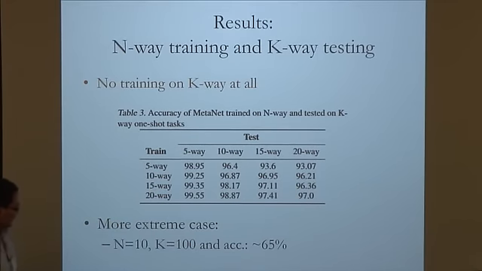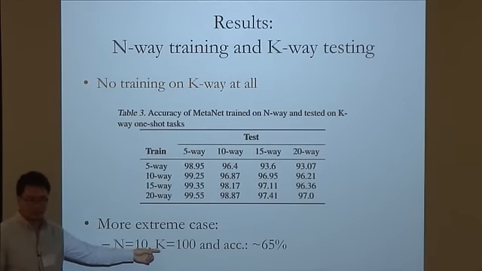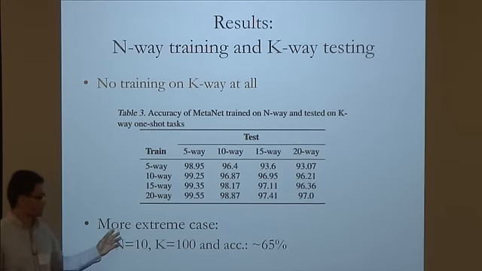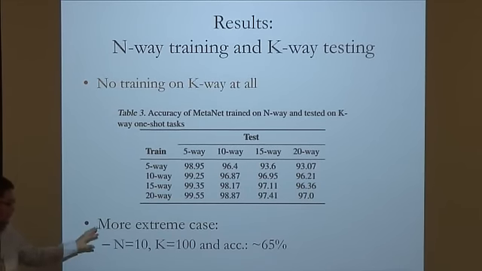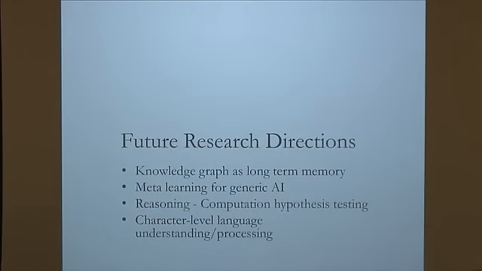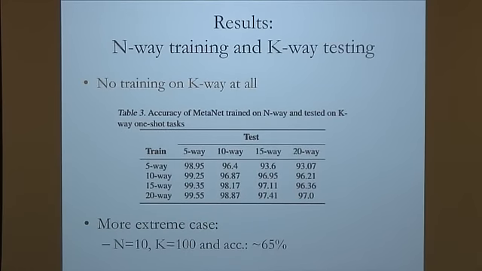We also tried a more extreme case, training on only a 10-way class question task and evaluating on 100-way. It was around 65, but that was just a single run. It's a preliminary experiment, and this is the result we obtained. So, yep, this concludes the second part.